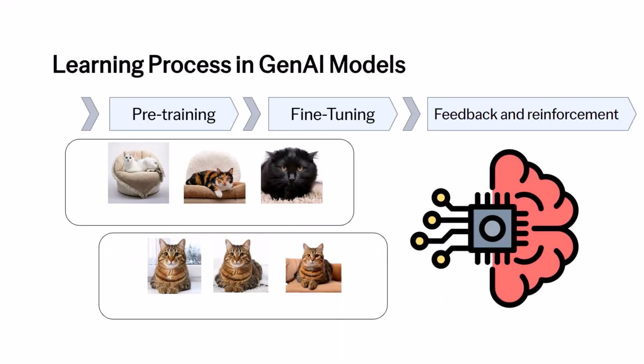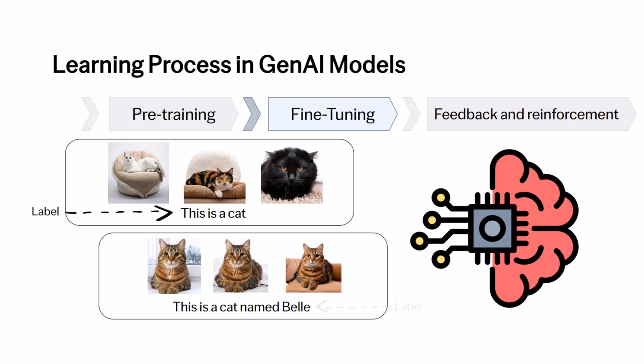After pre-training, the model undergoes fine-tuning on a smaller, task-specific dataset. This step customizes the model to perform specific tasks better, such as answering questions, generating images in a specific style, or understanding specialized, domain-specific language used in certain fields. For fine-tuning, the model is trained with labeled data, where each input has a correct answer. This step helps the model get better at specific tasks by learning from these examples.